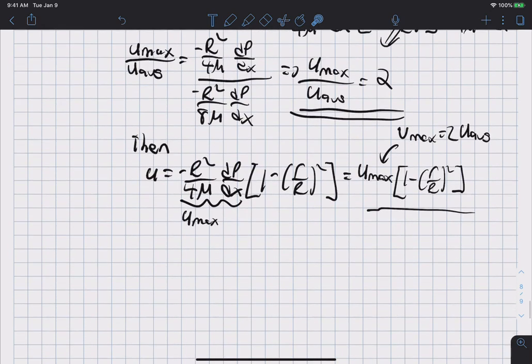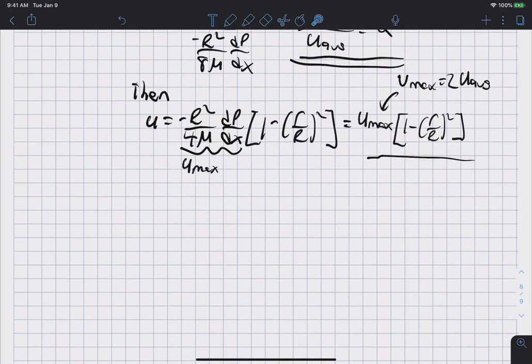So why do we care about this velocity profile? Sure, we can find the average velocity, Q, and the maximum velocity, all that fun stuff, but why do we care? Well, let's look at the shear stress.